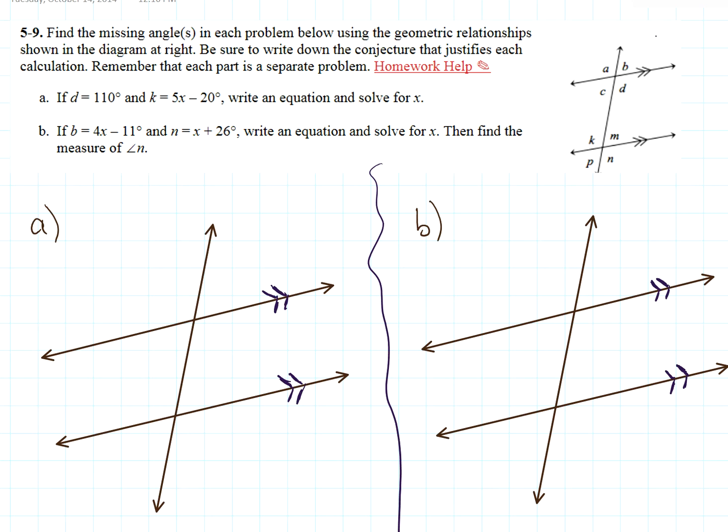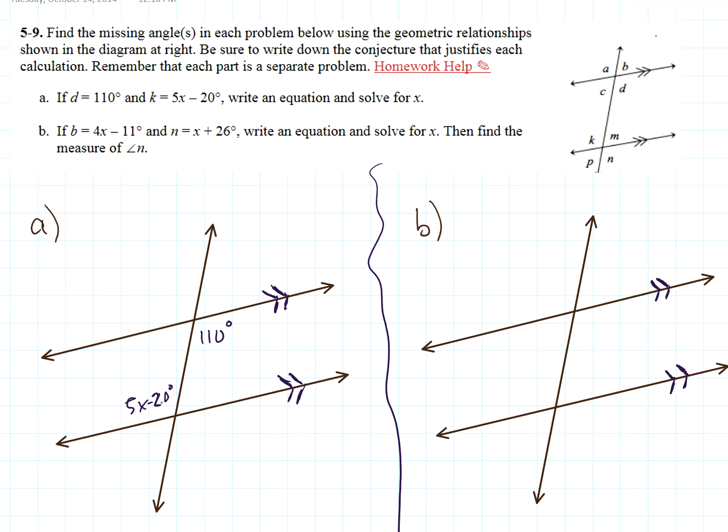In A, they say that this angle labeled D is 110 degrees. So I'm going to go ahead and label that 110 degrees right here. That's in the same spot as D. And they say that the angle labeled K is equivalent to 5x minus 20 degrees. Well, I see where this is going, right?